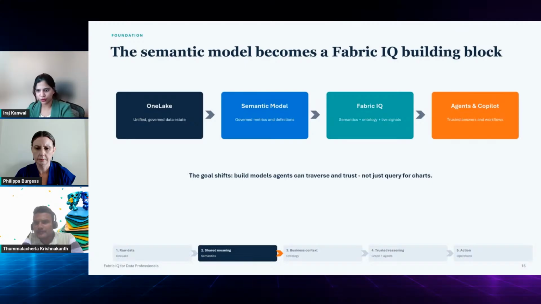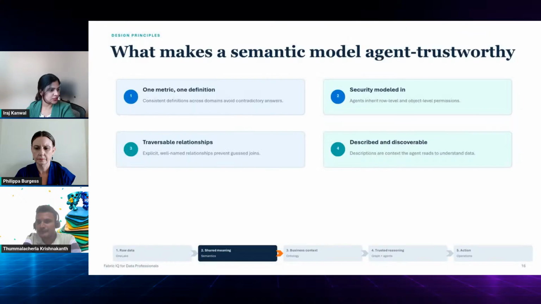So think of this flow like this: OneLake stores the data, the semantic model defines the metrics, whereas Fabric IQ adds the business context on top of it through ontologies and live signals. Agents and Copilot experiences use that context for trusted answers and workflows. The semantic model is the bridge from raw data to shared meaning. So that is how a reporting asset can become an AI asset, using a Fabric IQ semantic model as a foundation.